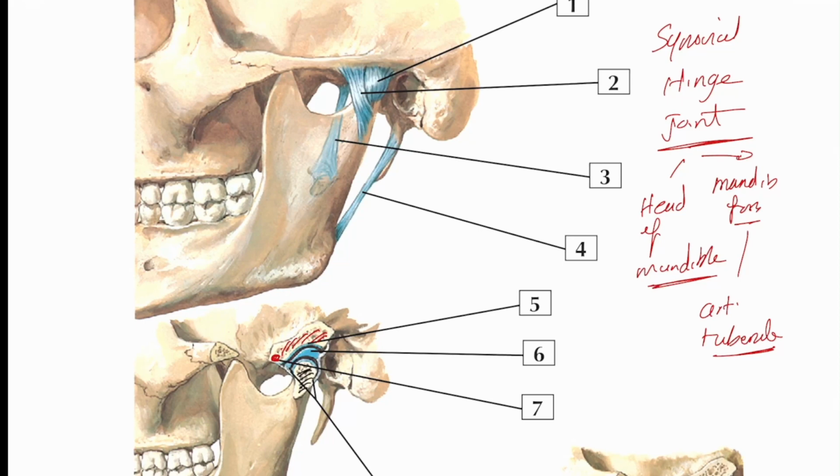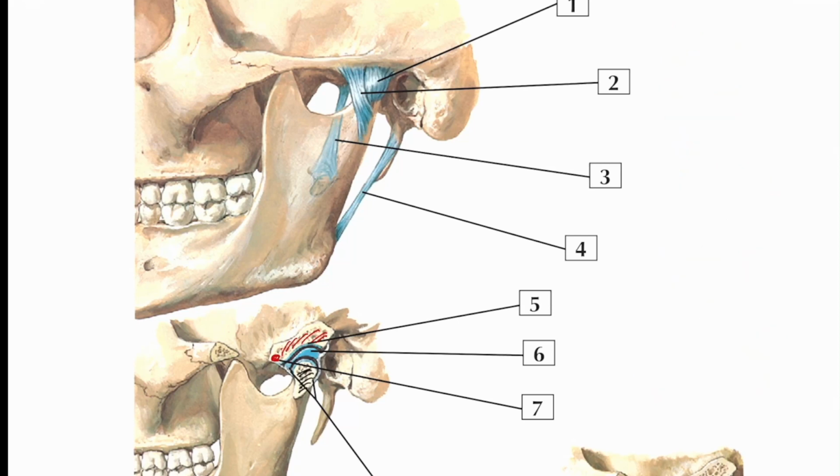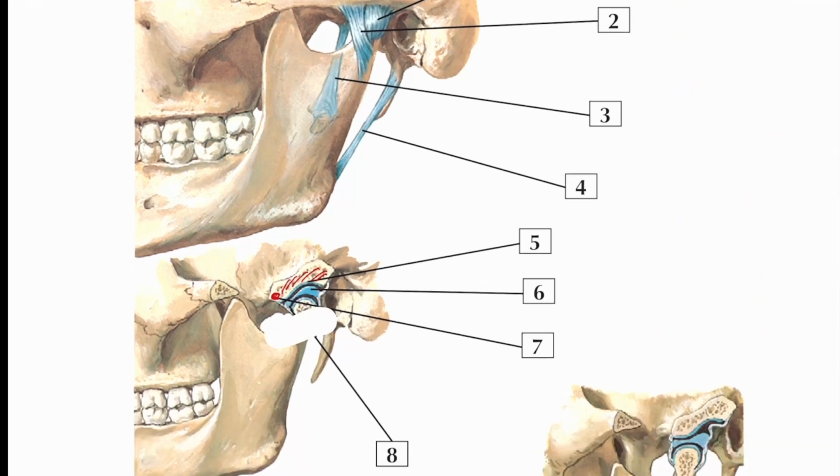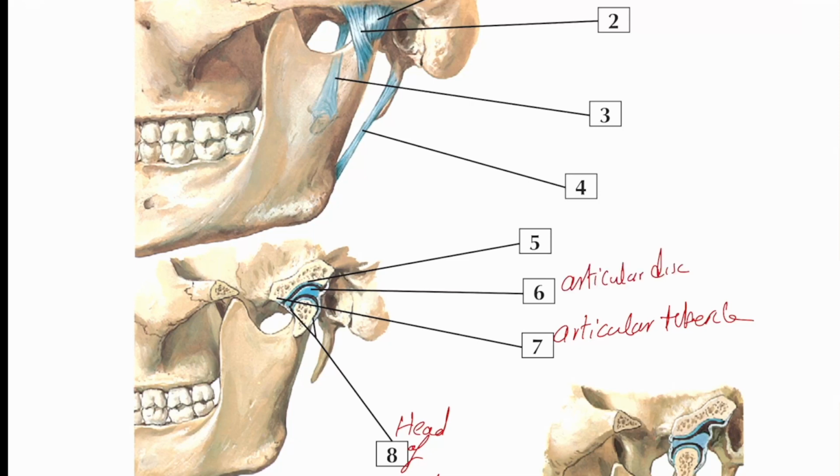The joint is supported by multiple ligaments, which we are going to demonstrate on this diagram. Starting with the structures that are forming the joint: number 8 is the head of the mandible, number 7 is the articular tubercle, number 6 is the articular disc, and number 5 is the mandibular fossa. As you can see, the articulation is between the mandibular fossa and articular tubercle on one side, and the head of the mandible on the other side.